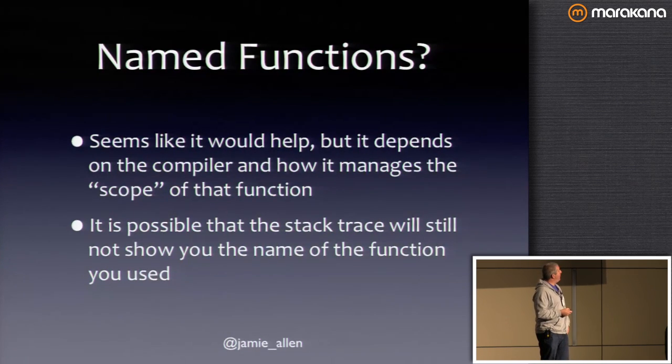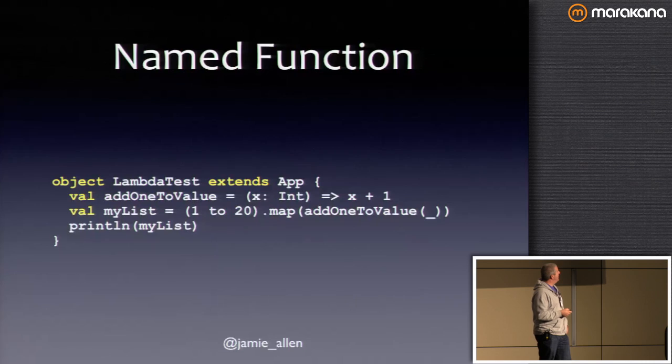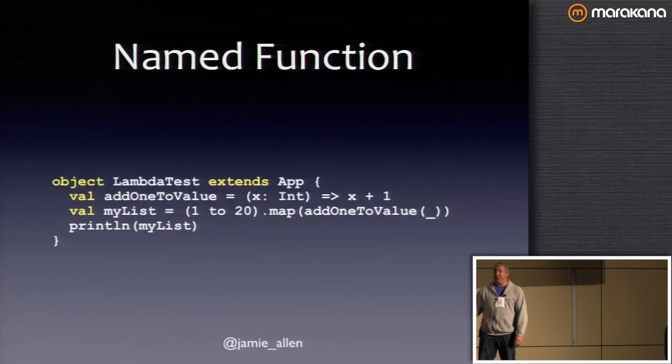So if we use a named function, and here's an example in Scala, you'll note that the first thing I do is I have this value add 1 to value. That is actually a value. It's a function value. And I say that it takes some integer. I'm going to call it x, and I'm going to add 1 to whatever was passed in. And now, whenever I say that I want to map over my numbers 1 to 20, I'm going to apply this function to it. You know, for every value, add 1 to value. And this will work.